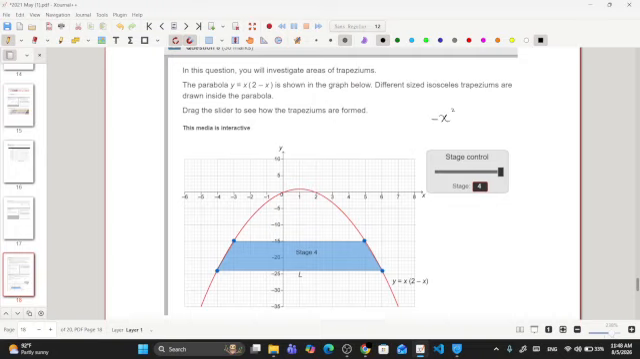So what do we have in this case? Essentially speaking, the equation of this parabola can be written like this: 2x minus x squared, basically.